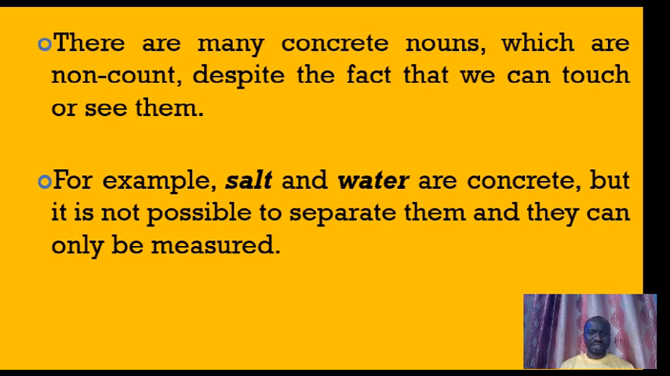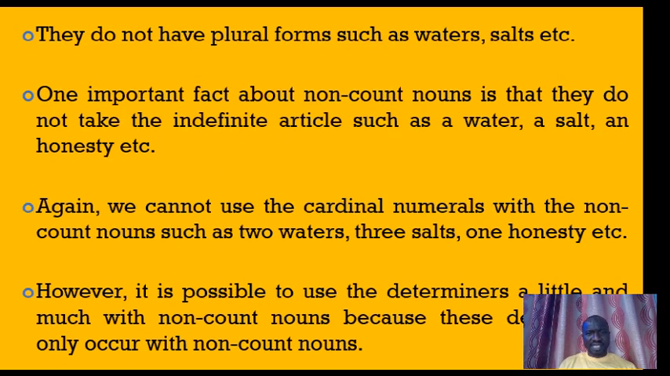For example, salt and water are concrete, but it is not possible to separate them and they can only be measured. So if you want to count them, then you use them in a measured form. When we put them in sachets, in a tin, or in a bottle, in a box, or whatever, then you can start to count them. So we can have a sachet of water, and for that one, you can count them. A bottle of water, you can count them. That is it. They do not have plural forms, such as waters and salts.